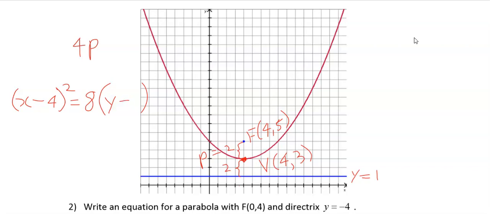So this is going to become minus 3. Remember to change the signs, right? You change the signs of both coordinates here for the vertex. And ta-da, there you go. There's your equation. Nothing more to it than that.